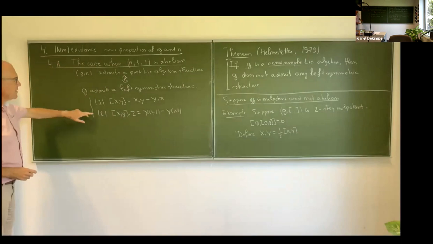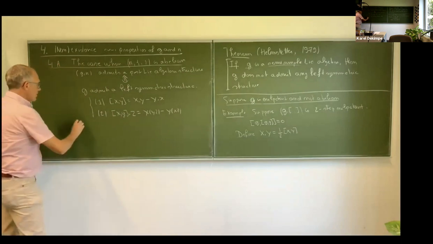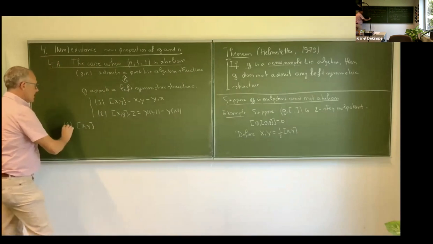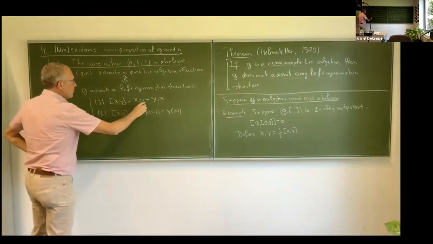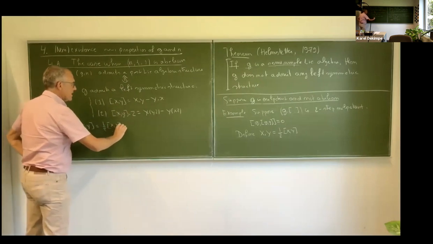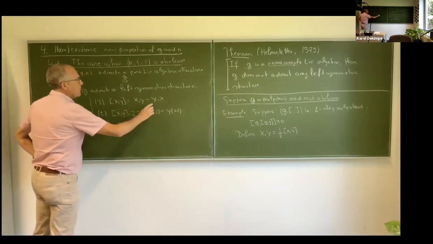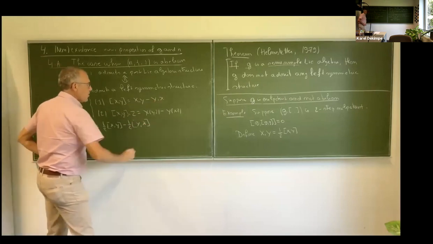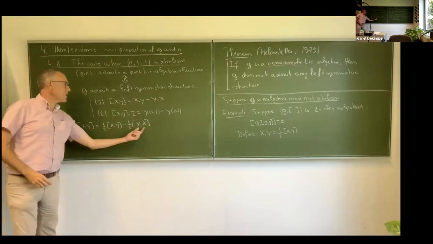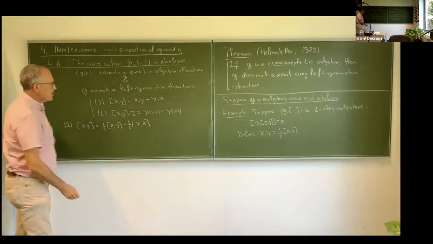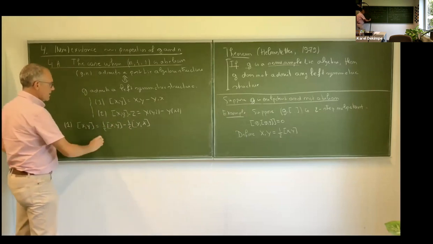So let me look at 1 and 2. Well, 1 just says that this should be equal to x dot y minus y dot x. So this is 1/2 of the bracket of x, y minus 1/2 of the bracket of y, x. And of course, we know that if we change x and y, we have to change the sign too. So indeed, this is correct.